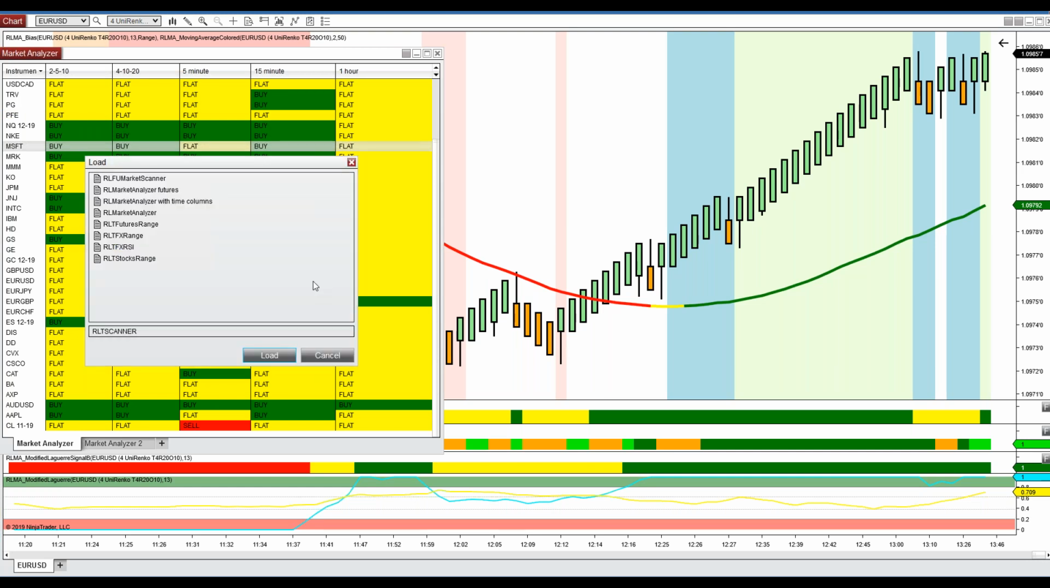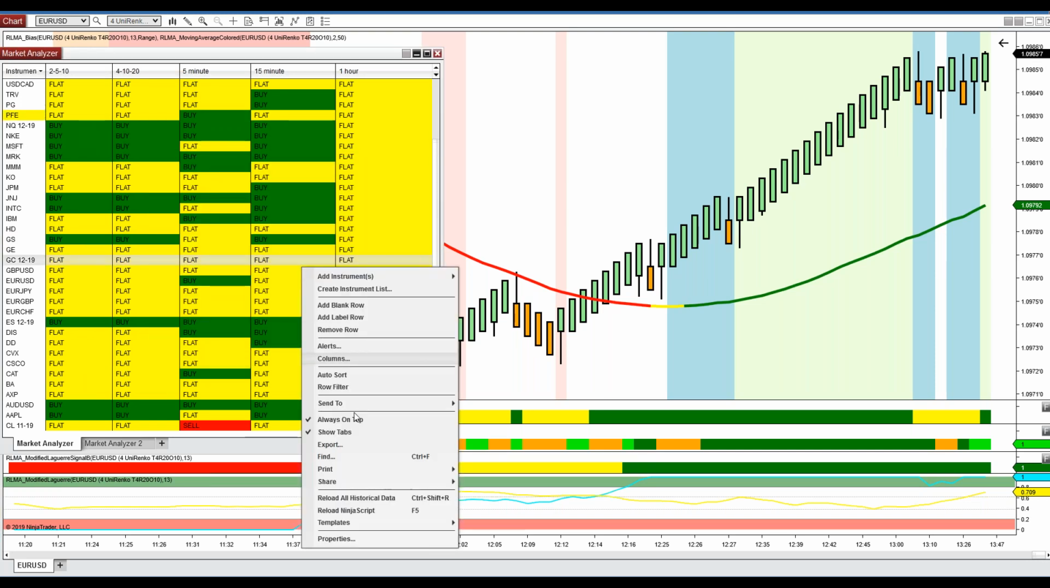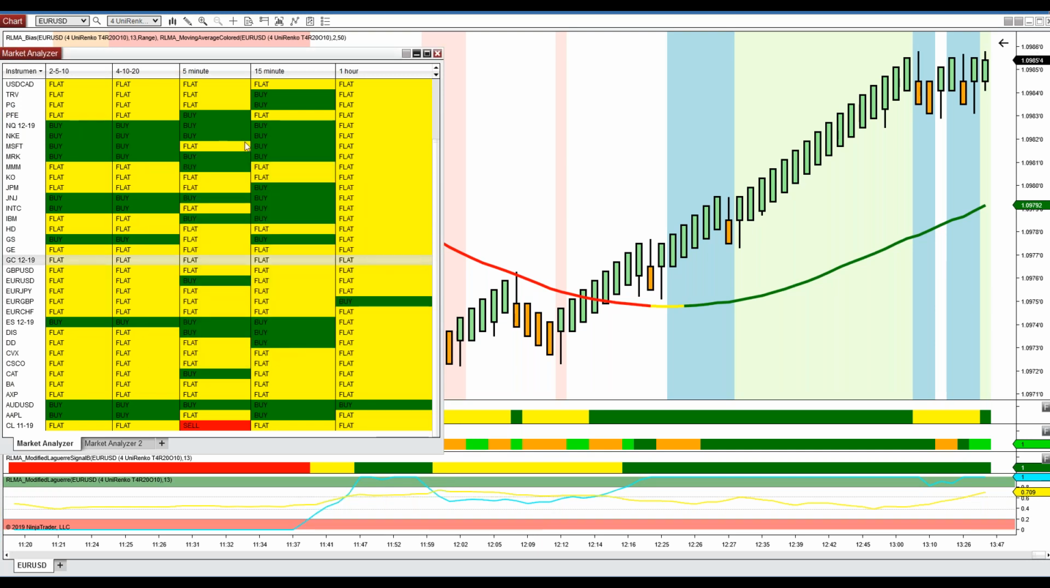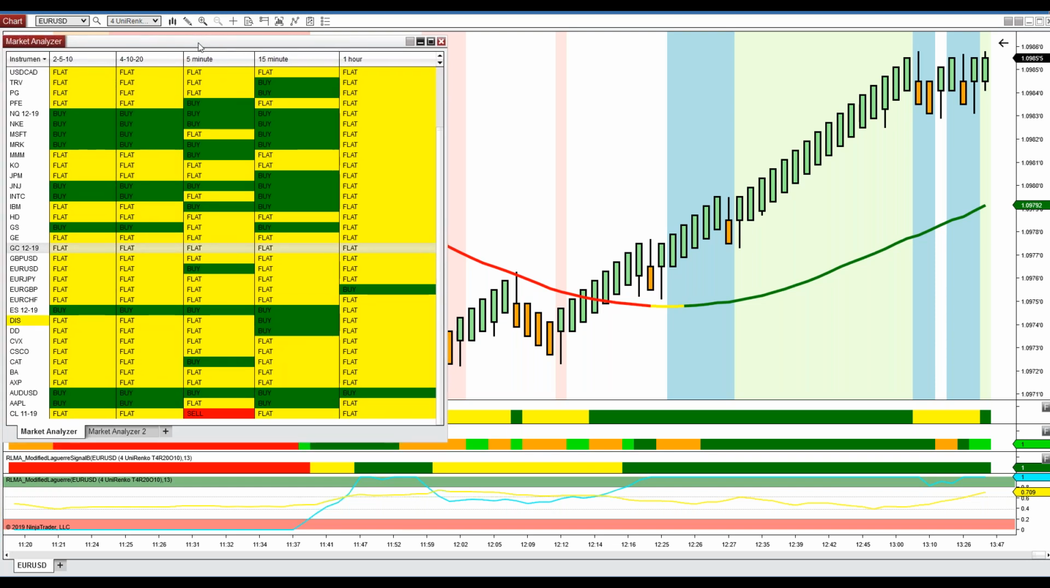Whoops. I have to load it. I hit the wrong button. It's got to be save as, not load. I'm sorry. Cancel and go to templates and go to save as. And now I can save it. And now the next time I want the scanner to come up, it'll just come up blank.